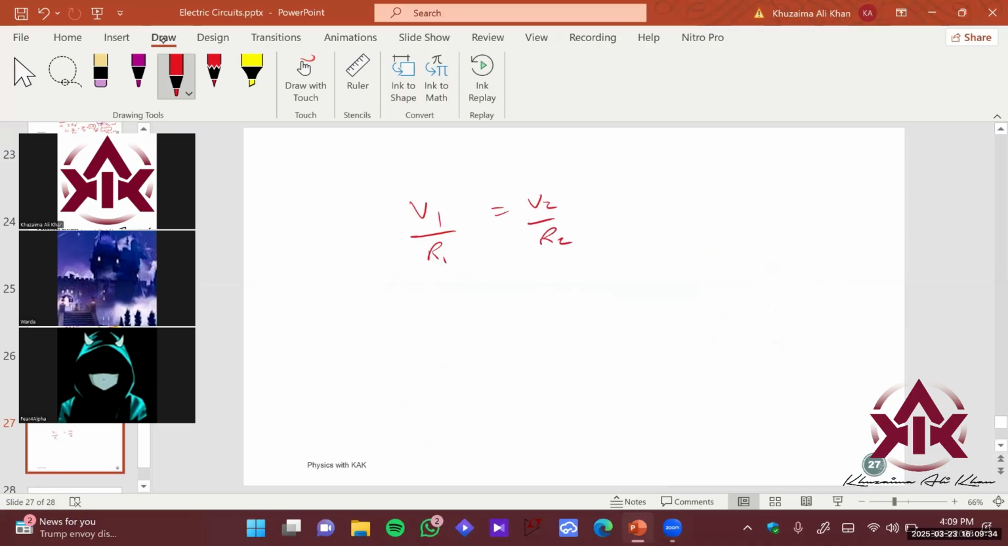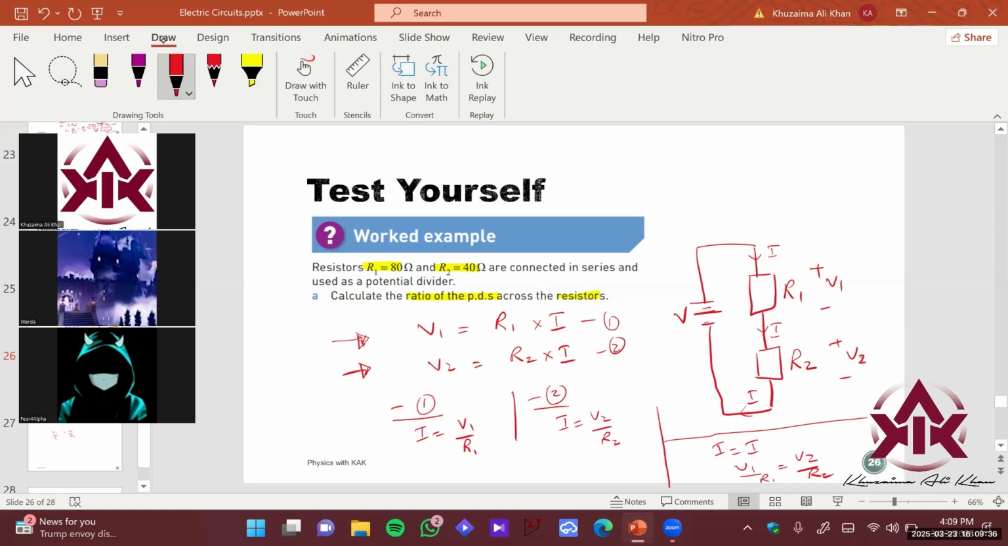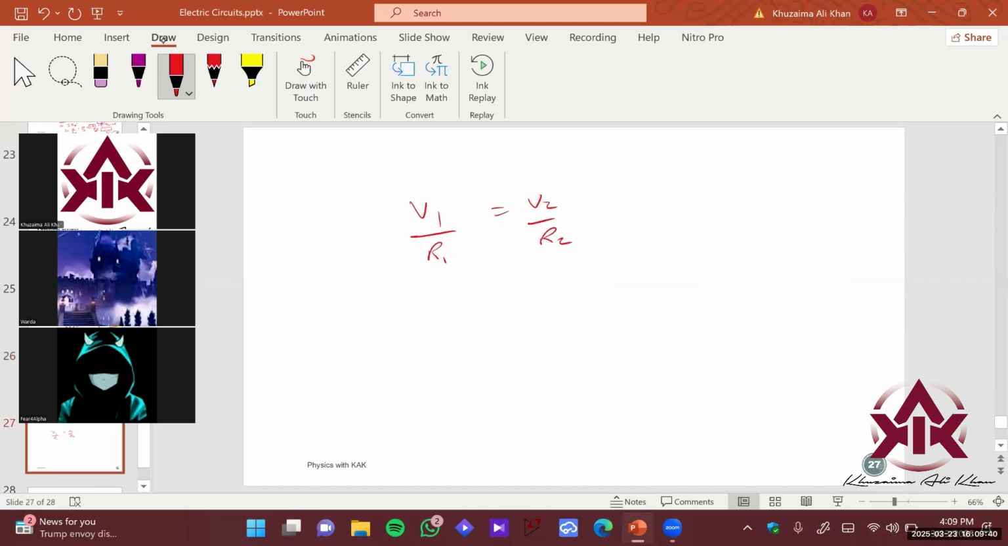Let's rearrange them. They want us to find the ratio of the potential differences, V1 upon V2, right? So let's cross multiply, and we'll get V1 upon V2 is equal to R1 upon R2. Let's send this over there, and this over there. So it basically gives you the following formula.